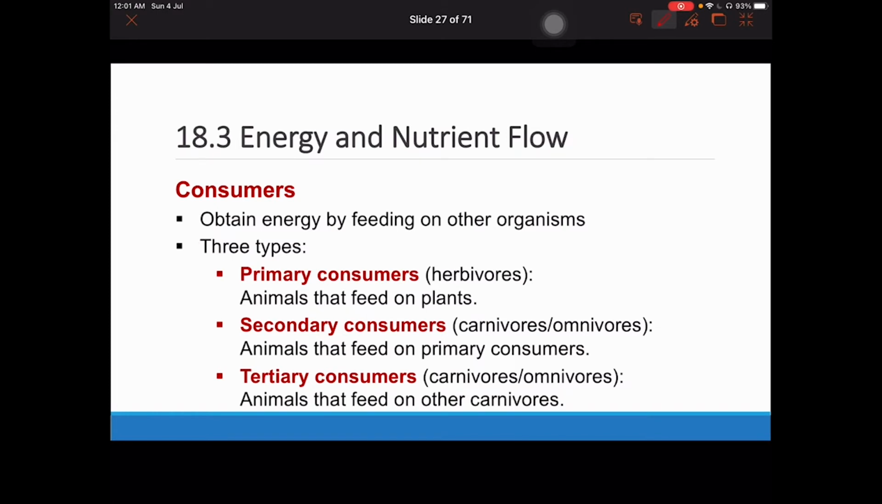Essentially, this means that when you look at a food chain, it depends on the food chain. Some food chains will have a lot of these consumers feeding on one another. That's why you have primary, secondary, tertiary as an example.